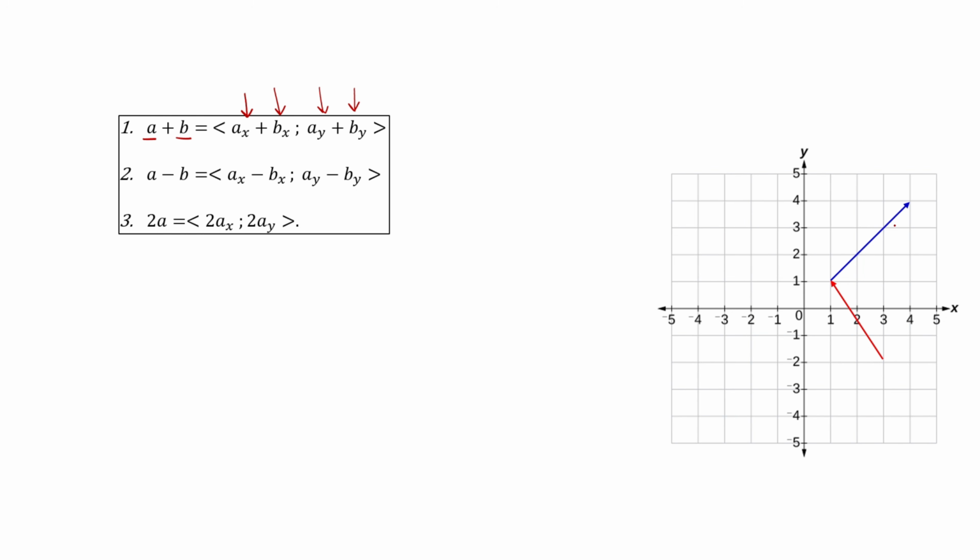Let us take this blue vector, for example. Let's say this is vector PQ. Vector PQ is given by the components 4 minus 1, so the components here are 3 and 3. So this is a vector PQ given by the components 3, 3.